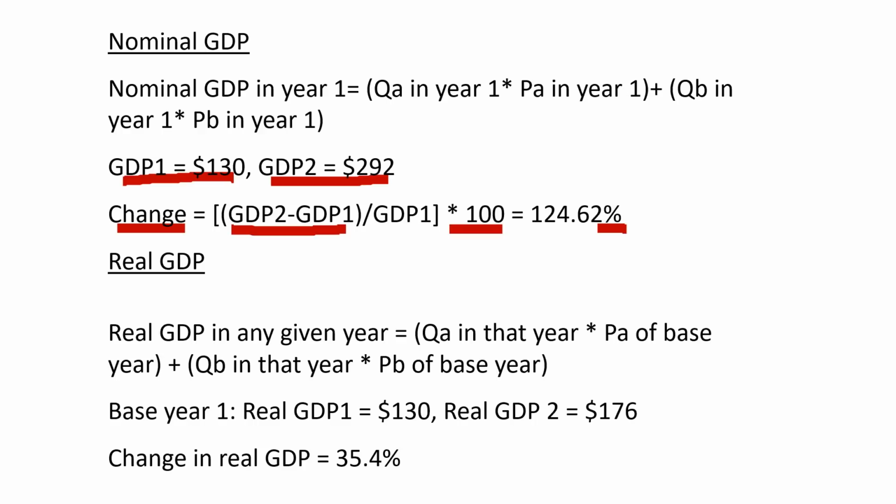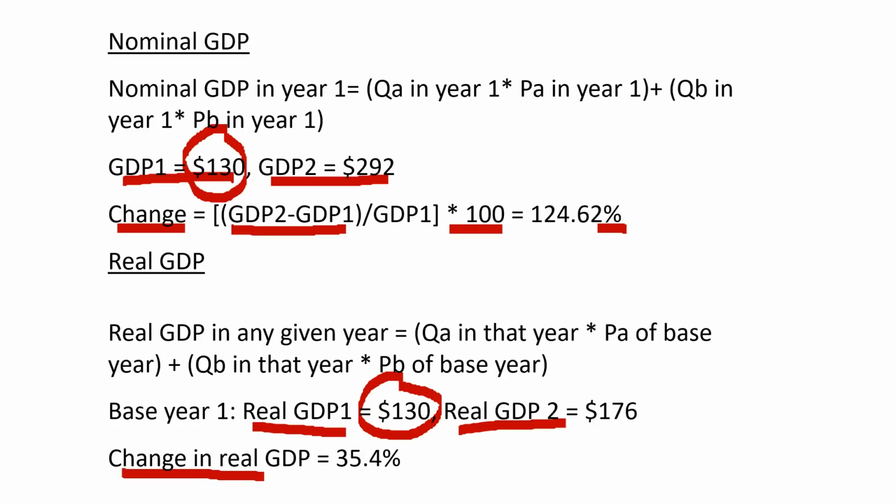Okay. In year 2, we calculated real GDP for year 1 and real GDP for year 2. And as I said, real GDP for year 1 is going to be equal to nominal GDP for year 1. Why? Because the price and quantity will be the same since the base year is year 1. But for real GDP for year 2, we took the price of year 1 multiplied by the quantity, or the output, of year 2. And the same we calculate the changes in real GDP, which is basically 179 minus 130 divided by 130. Okay.